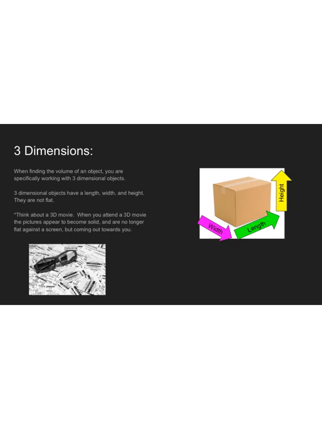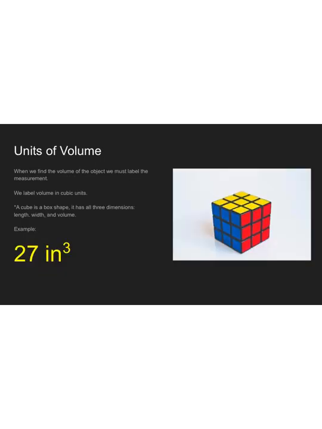Three-dimensional objects have a length, a width, and a height, and you can see that here. They have to have all three of those traits to be considered three-dimensional. So three-dimensional objects are never flat. Think about a 3D movie. When you attend a 3D movie, the pictures appear to become solid and they're no longer flat against the screen, but they look like they're coming out towards you. That's 3D, three dimensions.